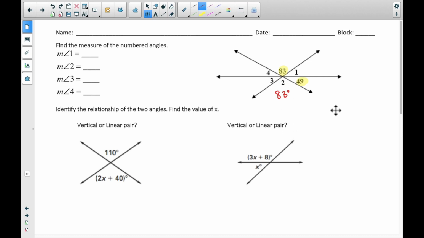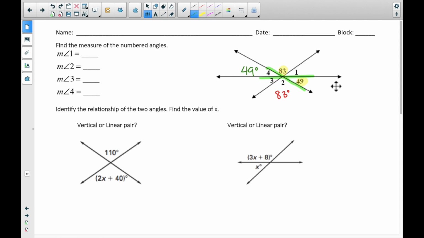Can you look and see, is there a vertical angle with the 49 degree angle? Okay, I'm looking here. I have this 49 and I have this angle 4 over here. This angle 4 is also 49 degrees. Do you see how they're right across from each other like that? They have these V's pointing at each other. They make an X. That's vertical angles.